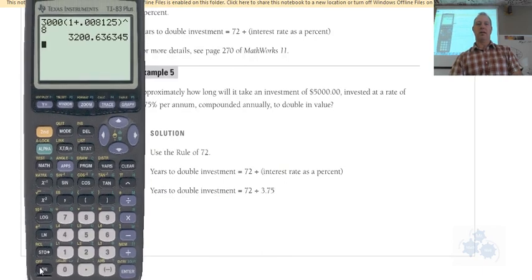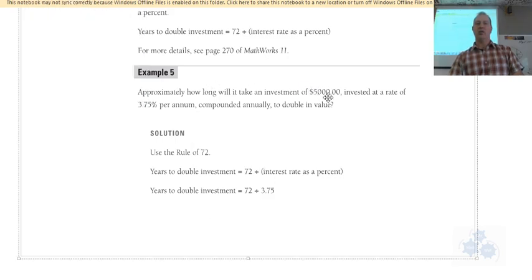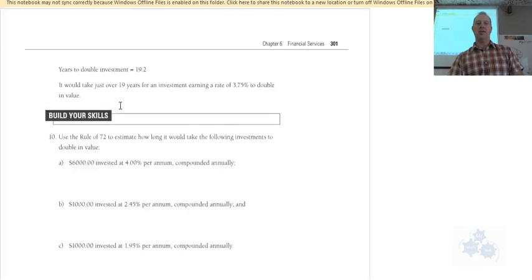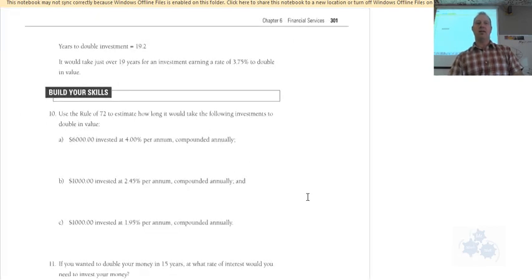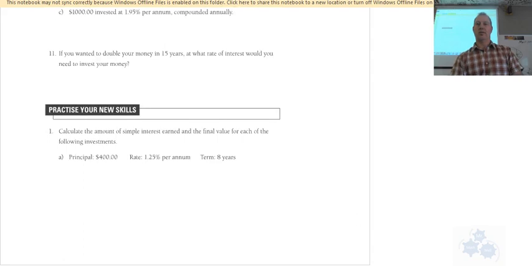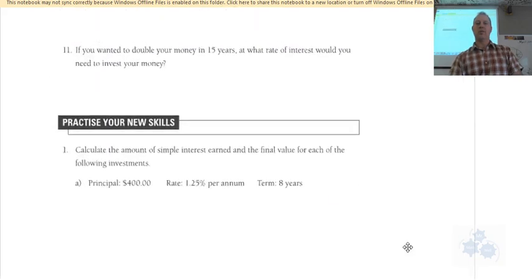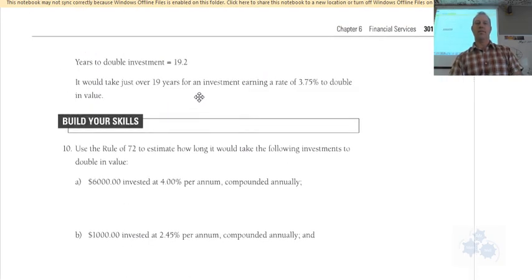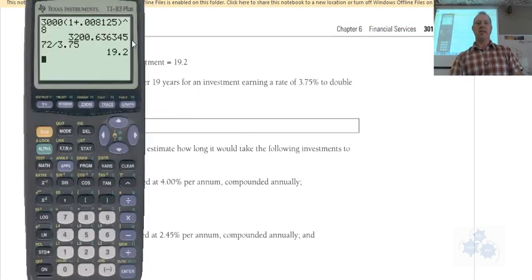Let's see. 72 divided by the annual interest rate, 3.75. That's going to give us 19.2. So $5,000 at this interest rate will turn to $10,000 in 19.2 years. Okay? And that's using the rule of 72 there. So it would be 19.2, a little over 19 years.